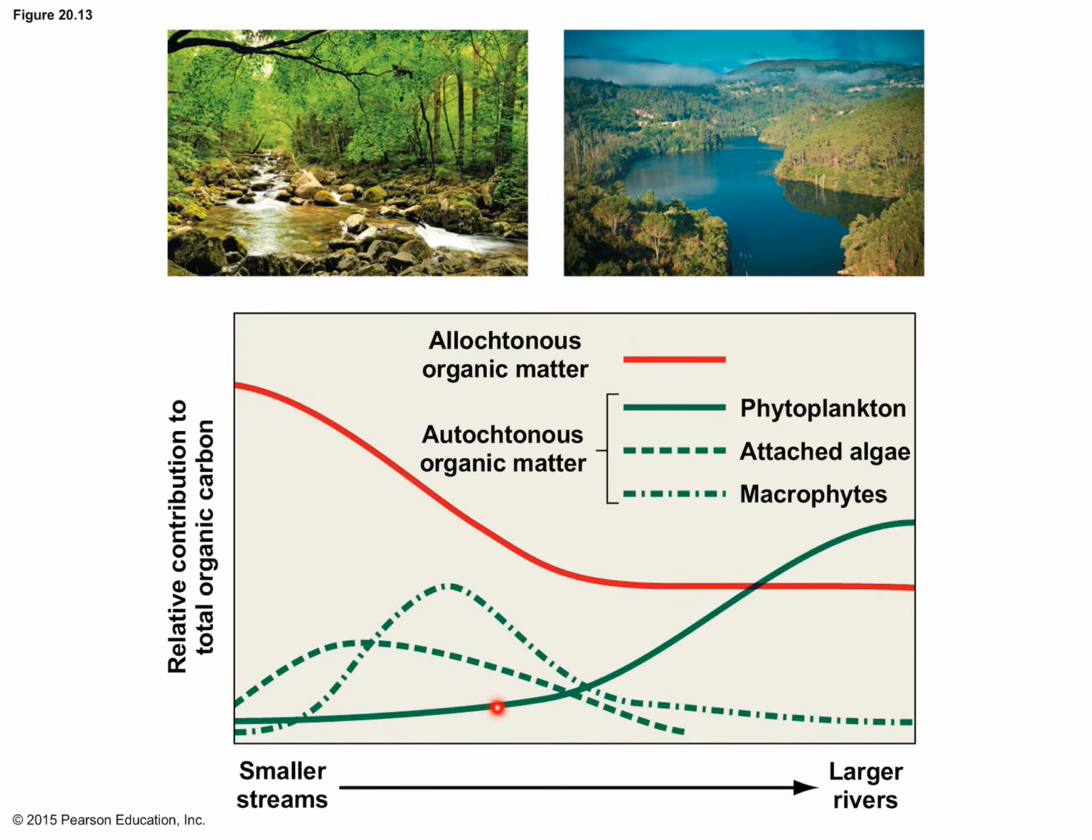But as the stream gets bigger and the canopy opens up and it gets more sunlight, the phytoplankton start to come into their own and begin to have a much larger impact or contribution to organic carbon. Let's look at attached algae. So here we're talking about the films of attached algae on rocks and other kinds of surfaces, for example. Even in the very headwater streams, there's not going to be enough light for those guys. They don't do very well.